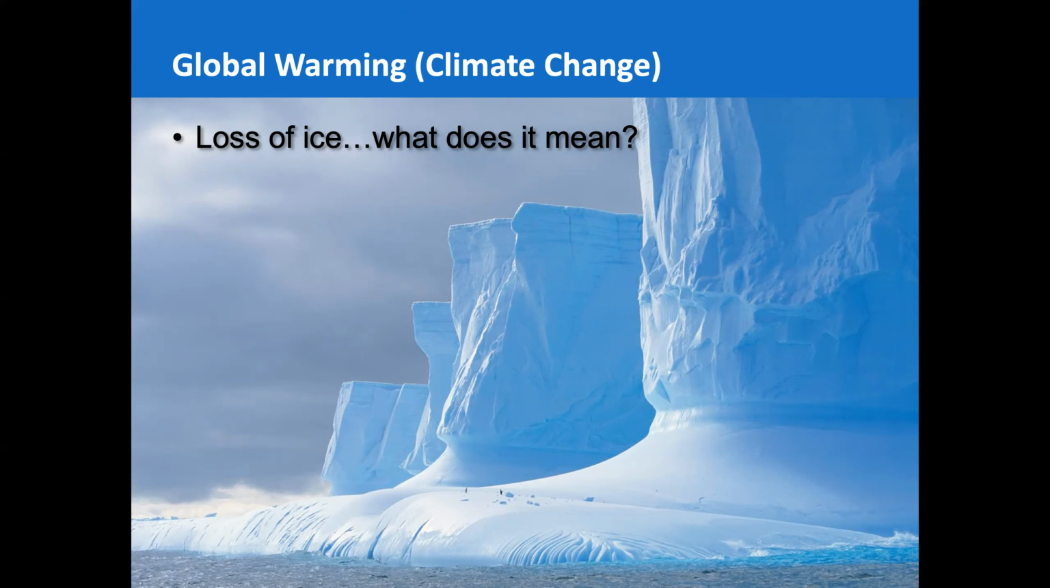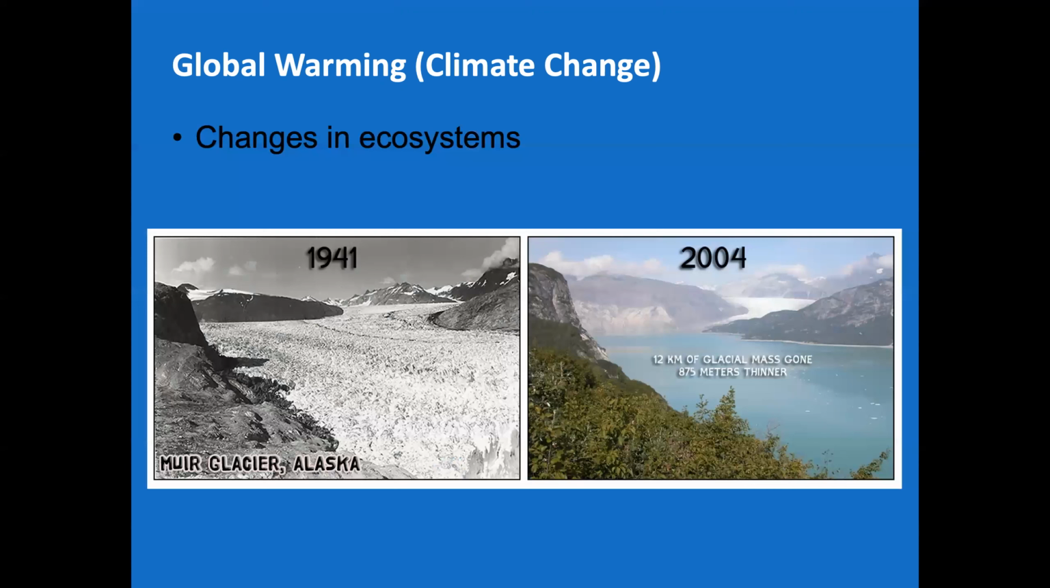And that has an impact because cities have been established along coastlines, the coastlines that we know now. Here's a change in ecosystem, same location, about two generations apart. So a single human during his or her lifetime could have observed this change.